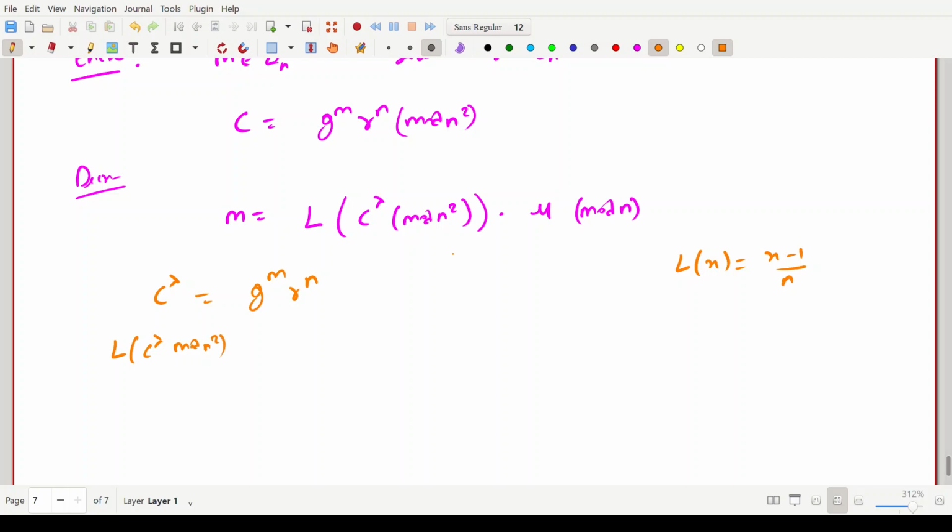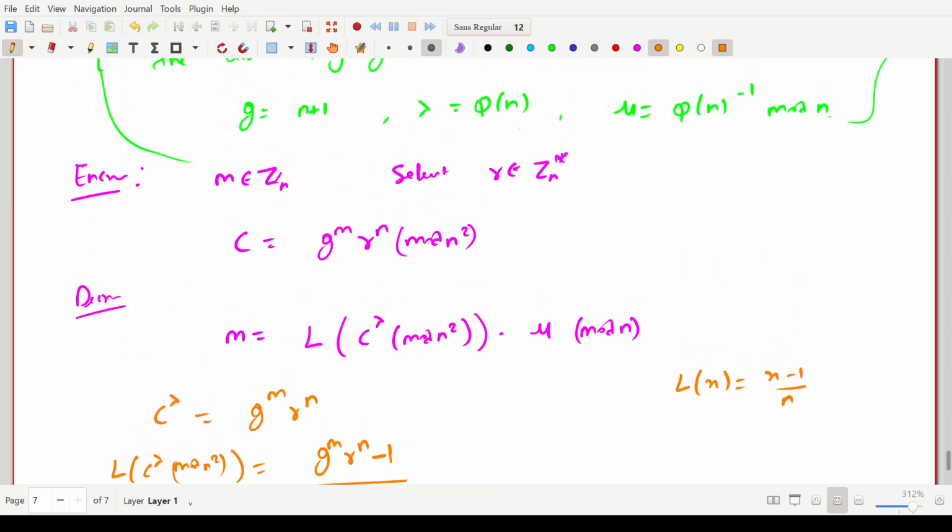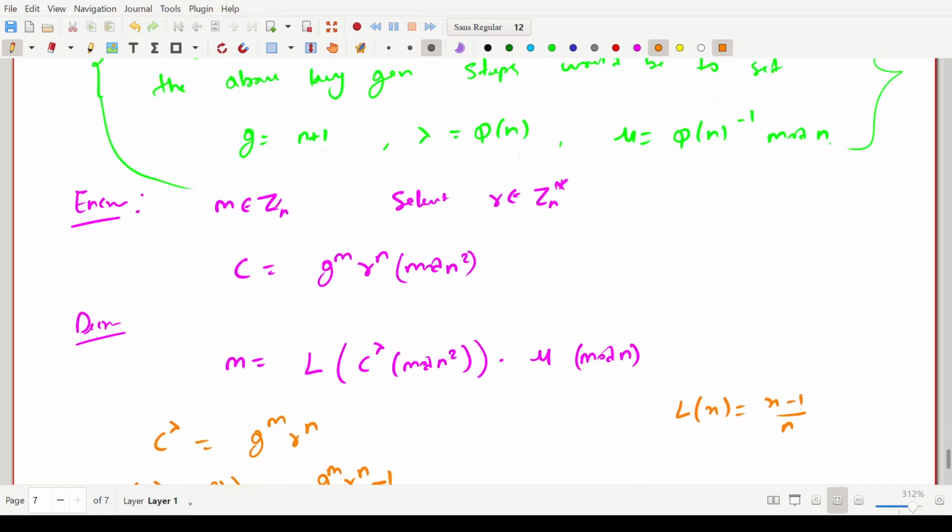Modulo N square. The value will be X minus 1, so it will be G raised to M, R raised to N, minus 1, divided by N square. Yes, this is what you are having. Now what is your value of mu? If you observe, mu is phi n inverse.